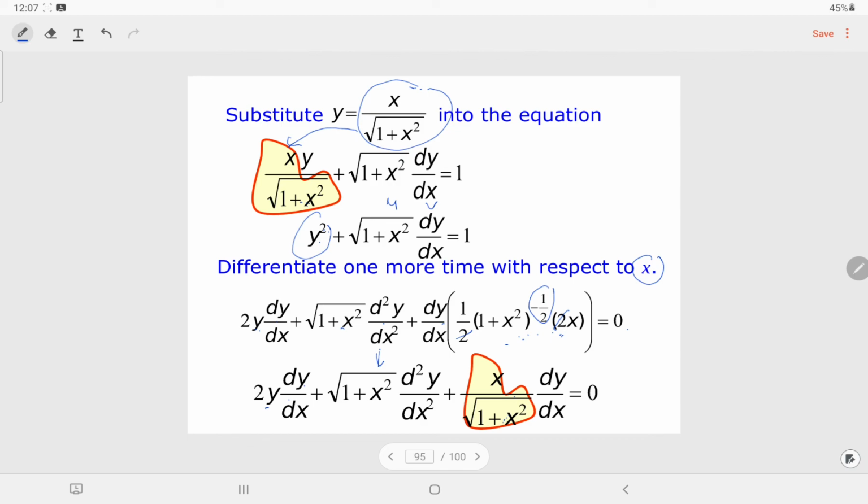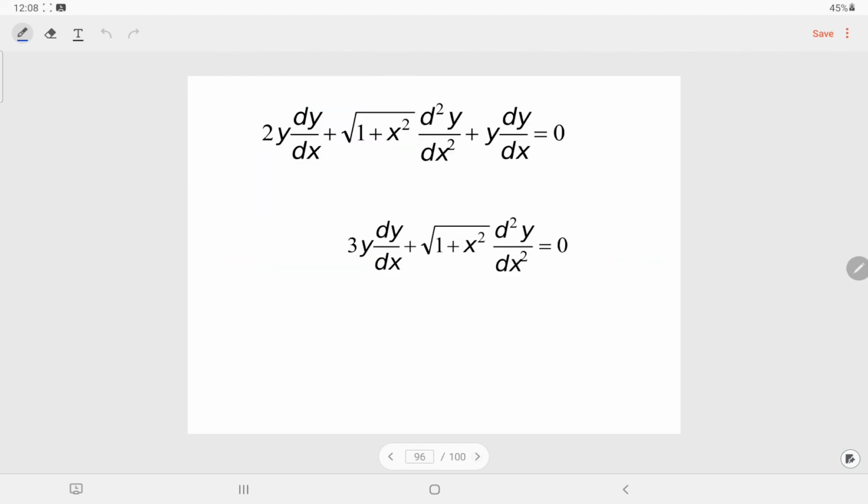So therefore we know that x over square root of 1 plus x squared equal to y. So we can substitute y here, and then we can solve. Okay, this one dy over dx, dy over dx, so 2y plus y equal to 3y, and this is the final answer.